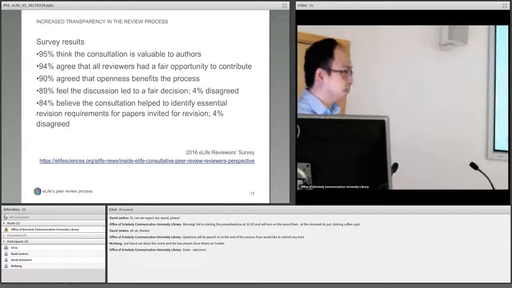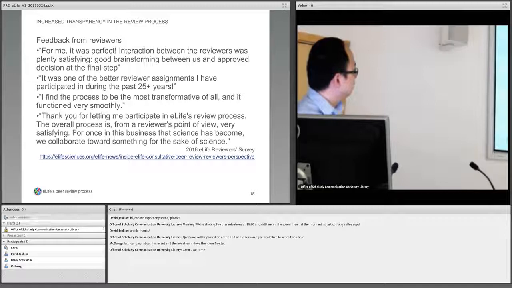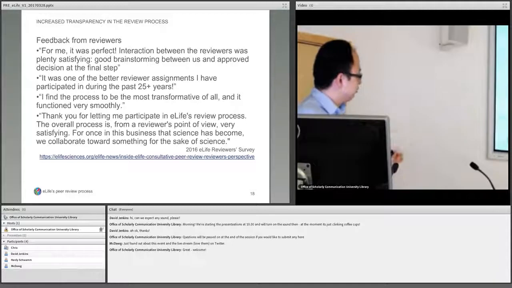So here is some of the feedback we've had from reviewers about our peer review process. As you can see, it's positive, and a lot of the reviewers enjoyed the collaboration, the brainstorming. They found the process ran smoothly. They also found that this was a slightly different way of doing things, but they were very satisfied with how things worked out.